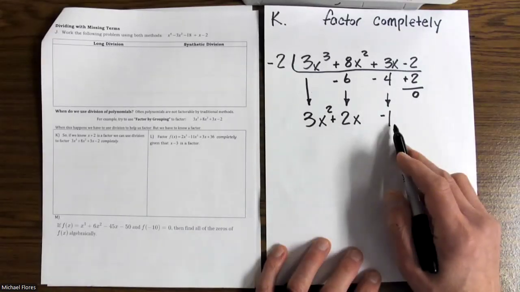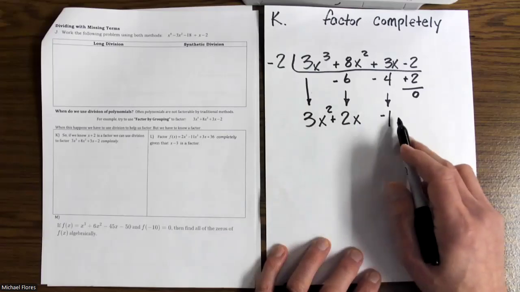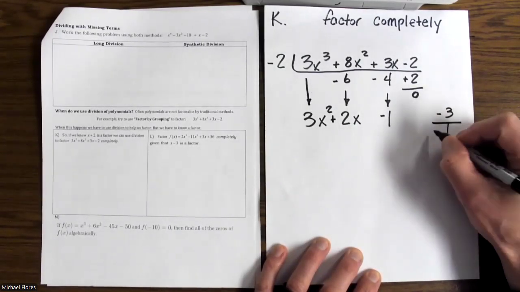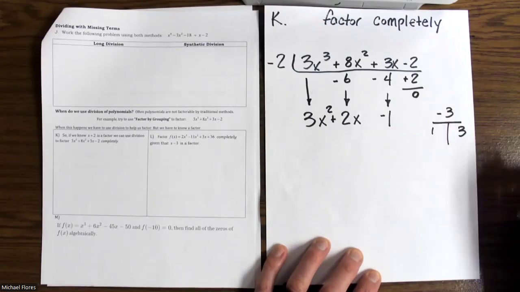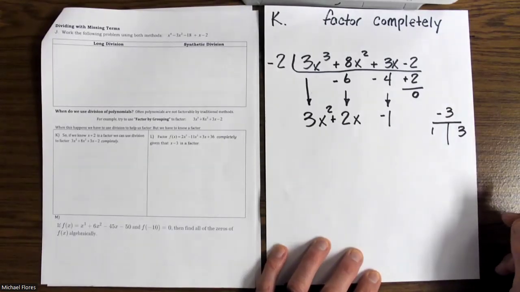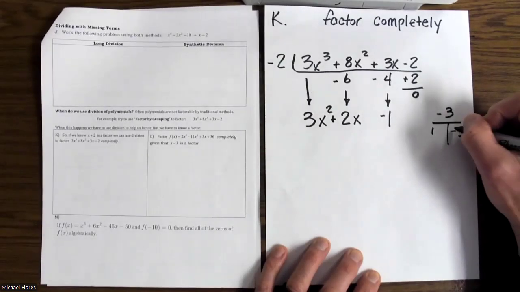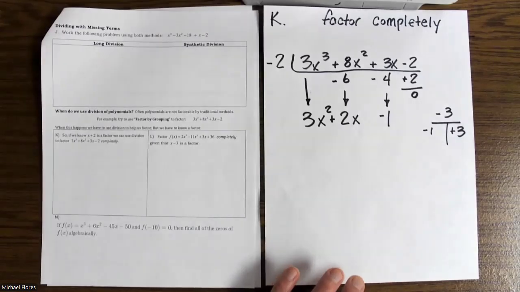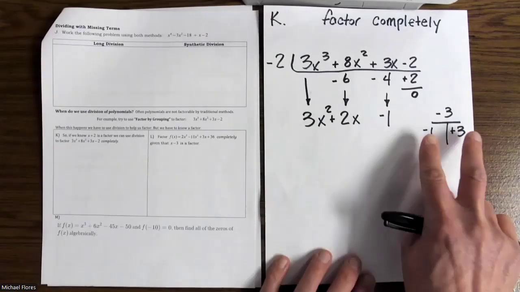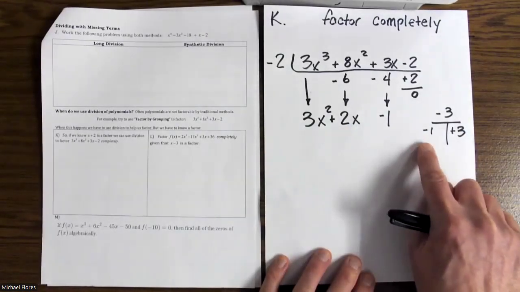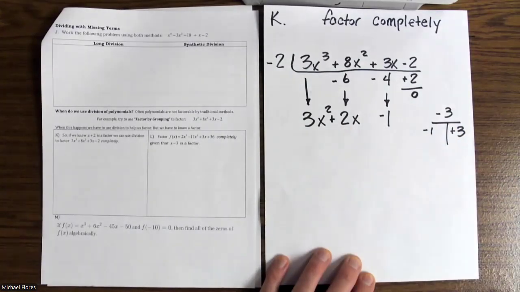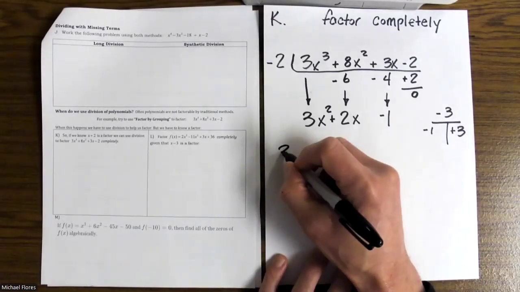Number in front times number in back. A times C, which is negative 3. These are the factors of 3. Now we have the factors of negative 3 that can subtract to get positive 2. Negative 1 times 3 is negative 3. 3 minus 1 is 2. Now we're going to group.